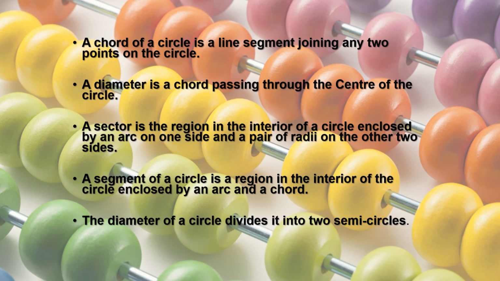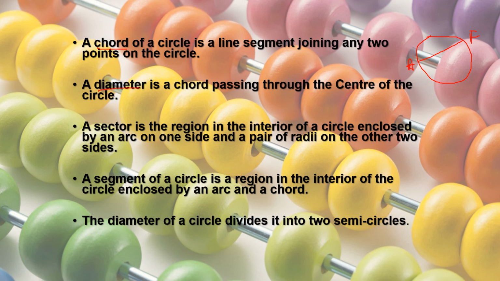then comes some parts of the circle. A chord of a circle is a line segment joining any two points on a circle. Suppose this is a circle, and if I am joining these 2 points, let us name them A and F. So A and F are the points which join a line segment to the circumference of the circle, and this AF is the chord of the circle.